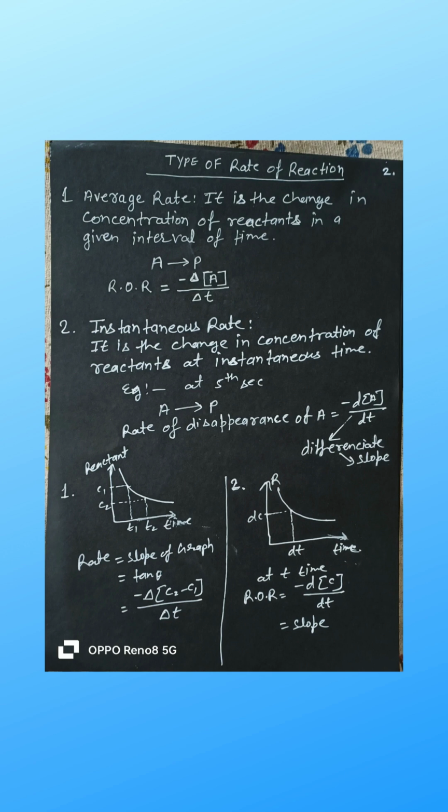On the board it is written, differentiate slope. Differentiation here means finding derivative in mathematics. We observe a very small change to find the exact speed at that moment. The slope of the tangent at that point gives the instantaneous rate.